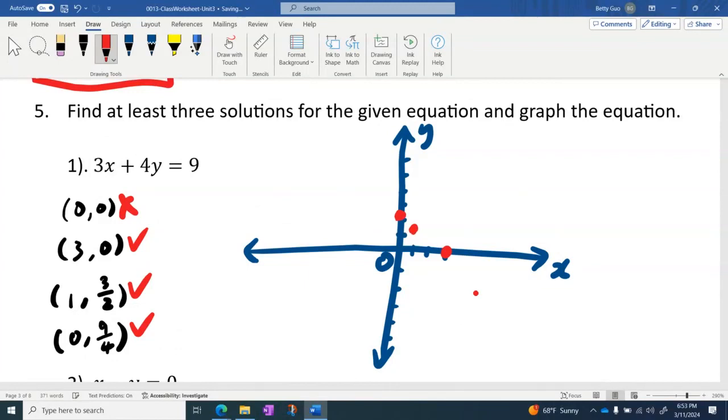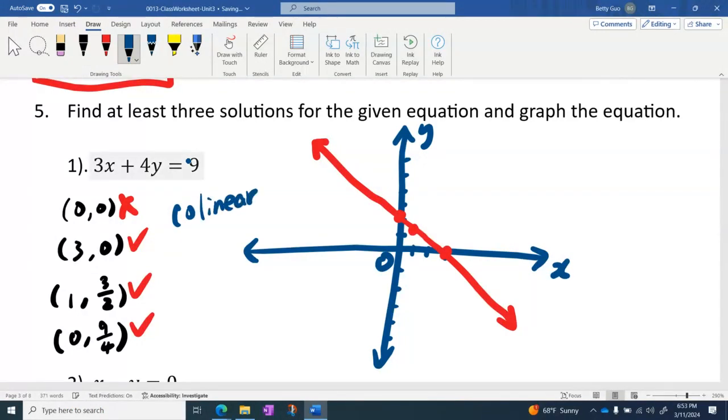Do you see the three points? They are collinear. If they are not, because I didn't draw them very well, they are supposed to be collinear. Remember, this equation has infinitely many solutions. All the solutions are collinear. All those pairs that satisfy the equation are collinear. That means they are on the same straight line.